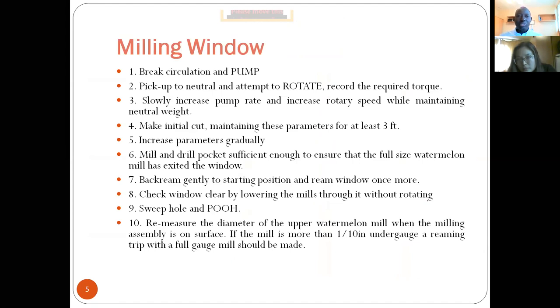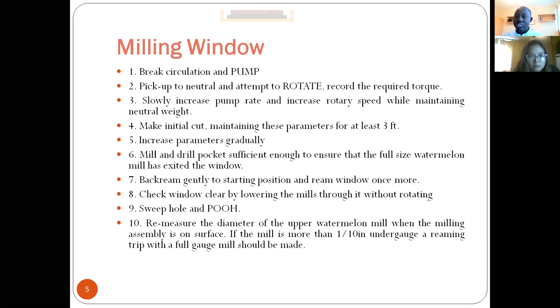I'm not going to bother you with all those types of instruments. Okay, now let's go back to the milling operation. After orienting the whipstock and setting it at a particular depth, we have to break circulation and pump at a particular rate, starting to circulate into the well gradually. We pick up to neutral and attempt to rotate. We begin to rotate our equipment and record the required torque because we're going to add some weight on the cutting equipment. We slowly increase the pump rate and rotary speed while maintaining the neutral weight.